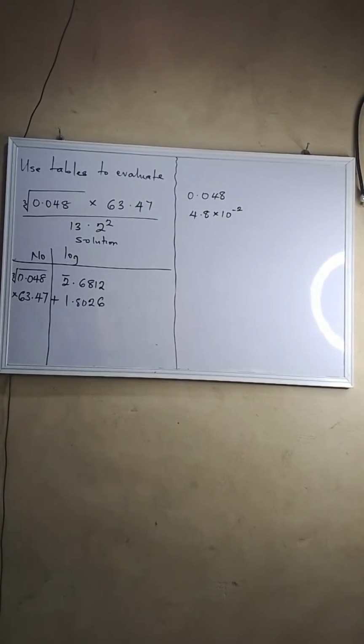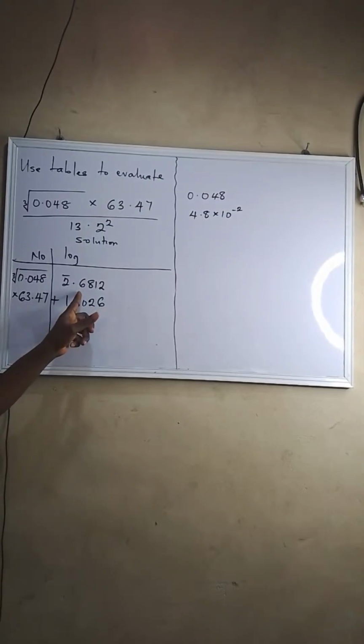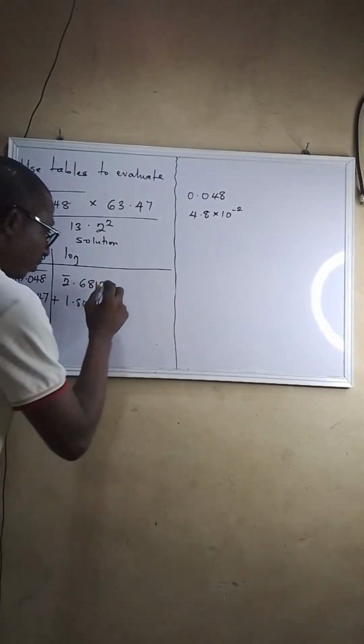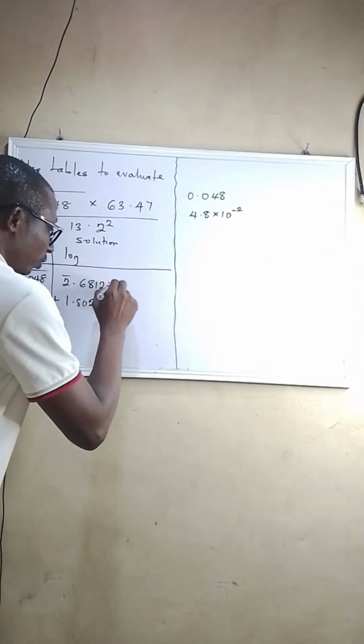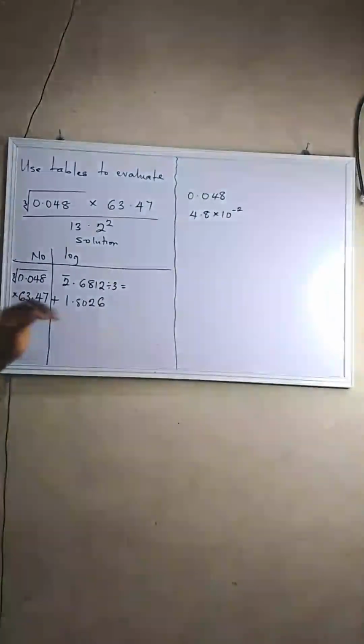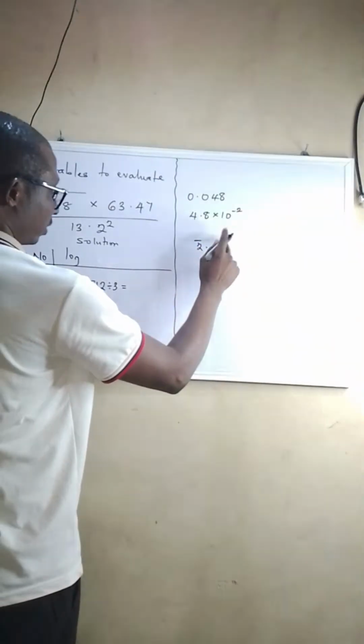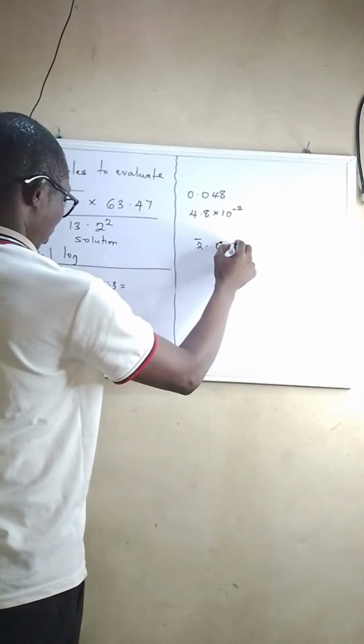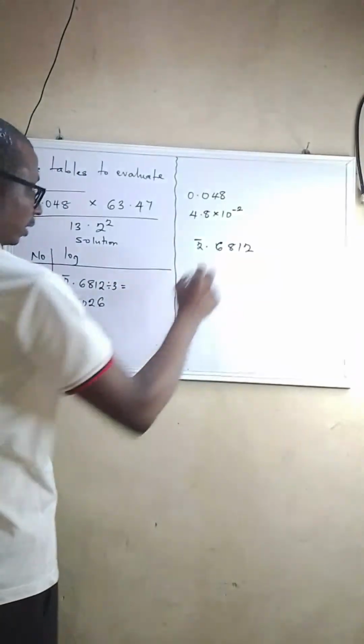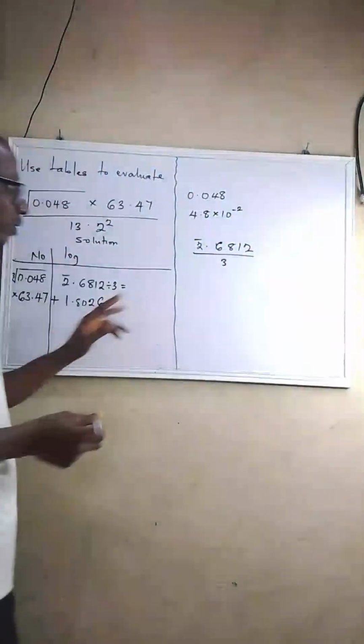All right. Now, before we add these two numbers together, you can see we have a cube root here. So once we have a cube root, that means we are dividing this number by 3. Okay, so let's divide it by 3. So what's going to be the result for that? I'm going to show us how we're going to do that: 2.6812 divided by 3. So how do you divide this?